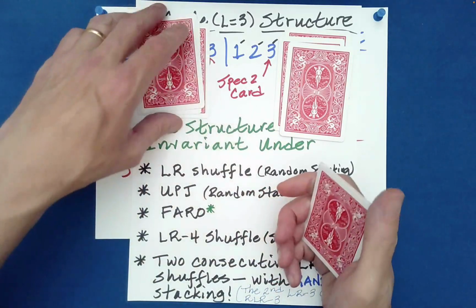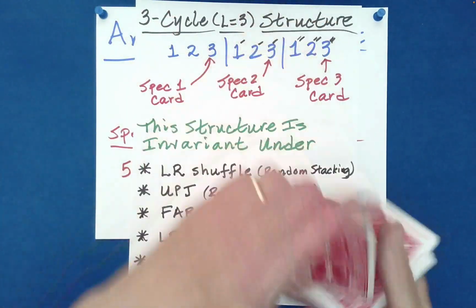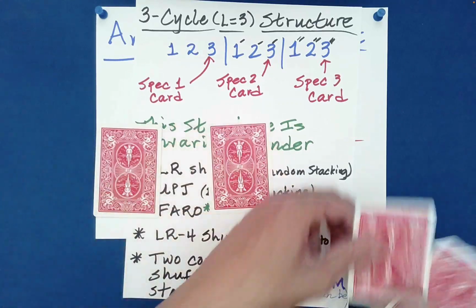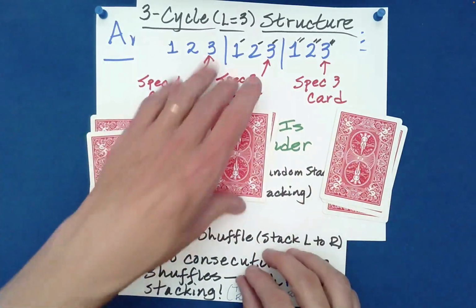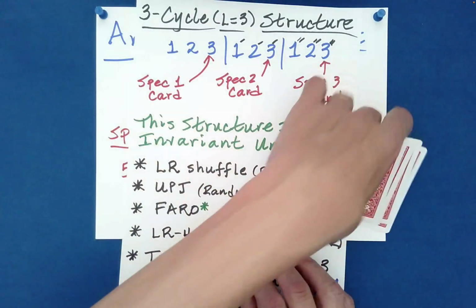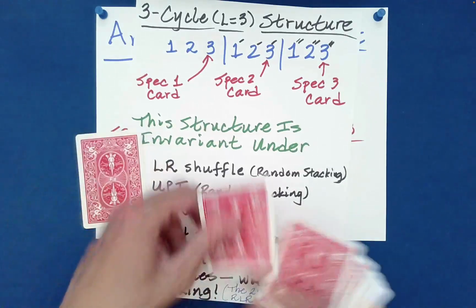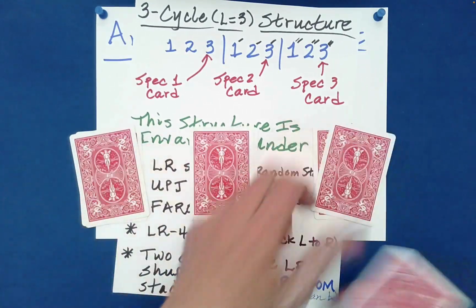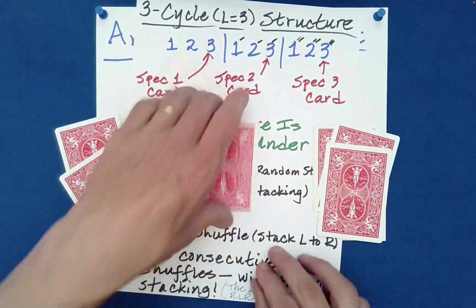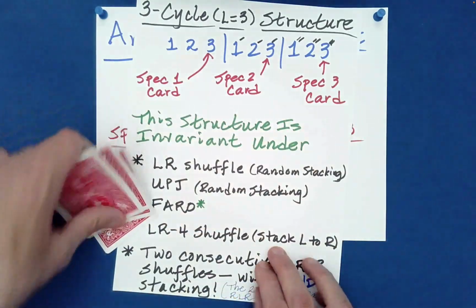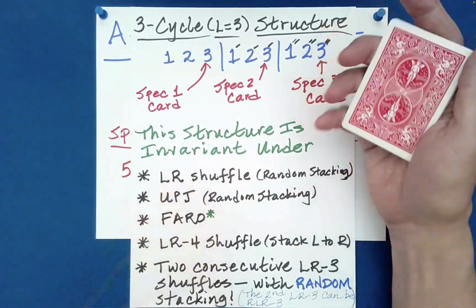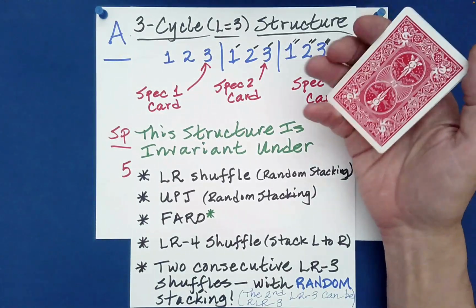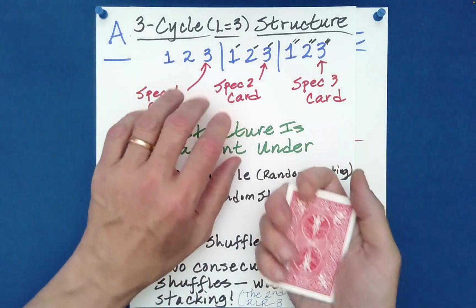Okay, now if that's a little bit confusing, what you can do is just remember that you can always deal out into 3 piles, if you want to just leave it in a line here, with random stacking. Wonderful. But you do need to follow that up with a second dealing out into 3 piles. Okay, and if you do that with random stacking here, you're safe. It takes you back to the 3-cycle structure type that we started with. Okay, so now think about the finale.